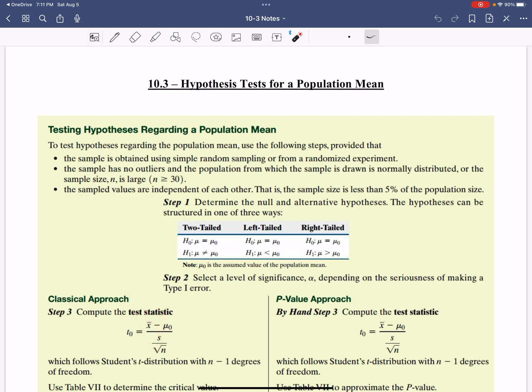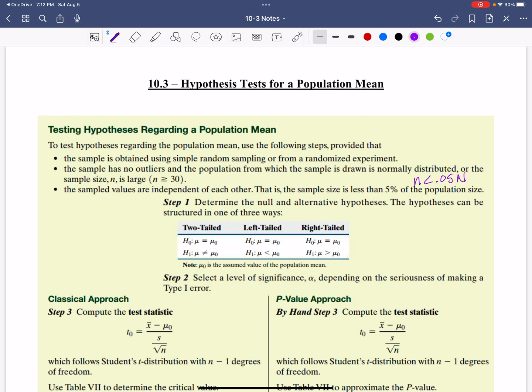To test hypotheses regarding the population mean, use the following steps, provided that we have a simple random sampling or randomized experiment. You have no outliers, and the population from the sample is normally distributed or the sample size is big. The sampling values are independent of each other, so the same situation applies there, right? My sample is less than 5% of my population. Same deal. Then we jump into our hypothesis test.